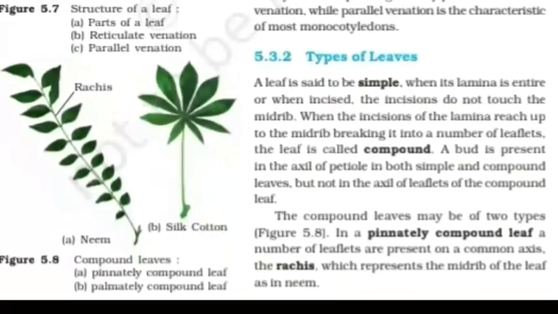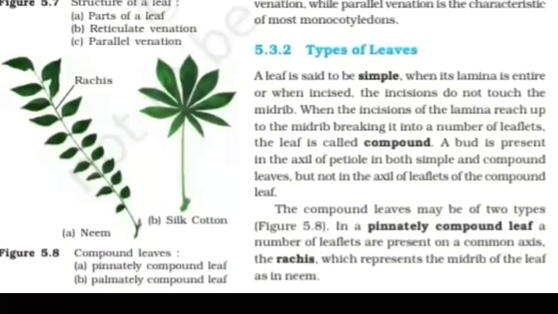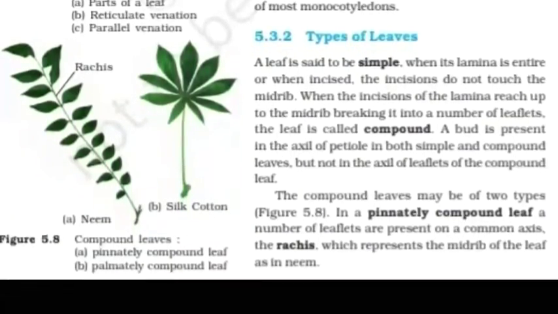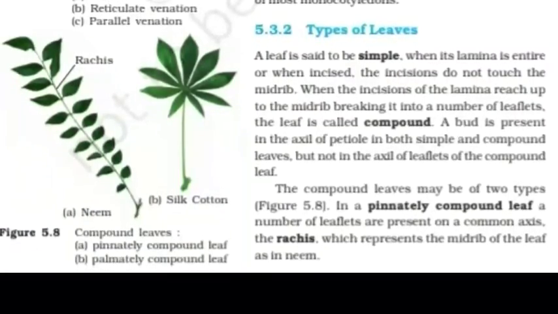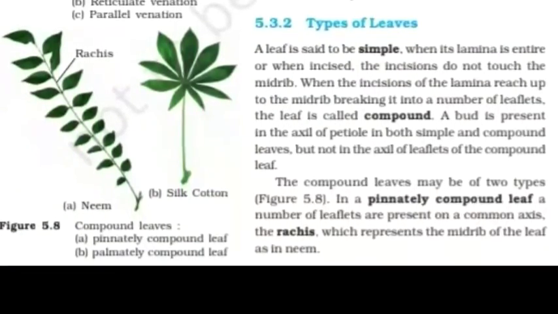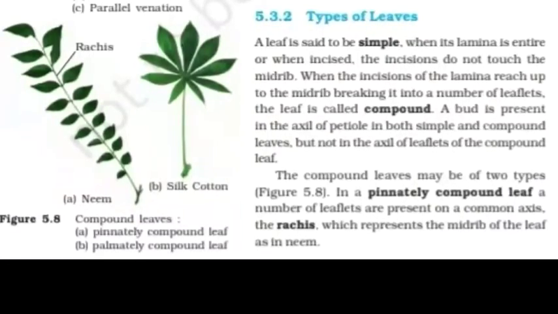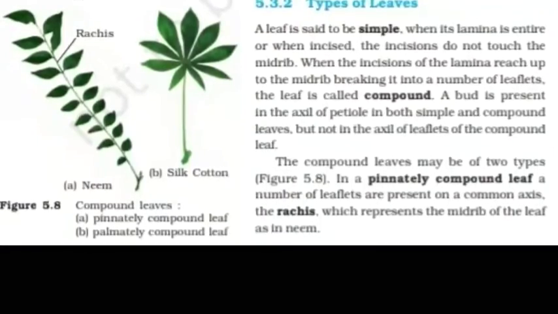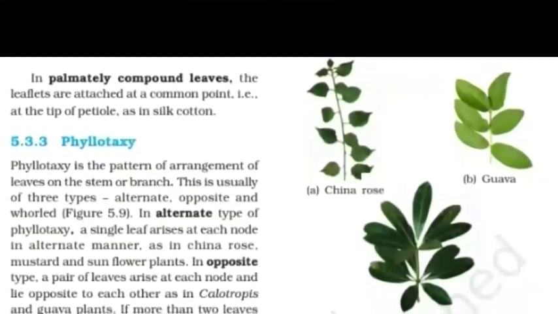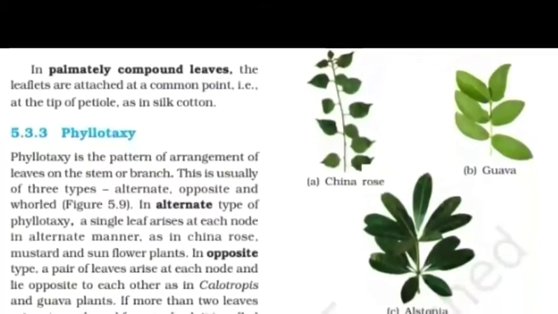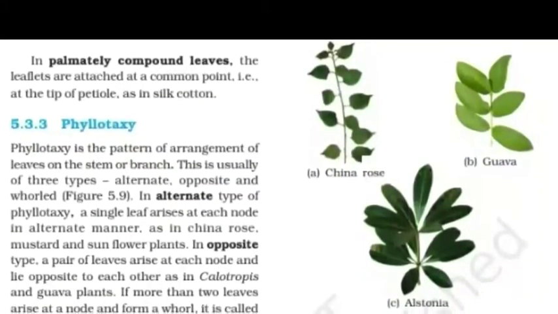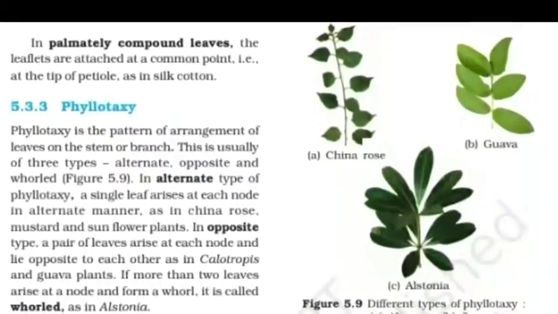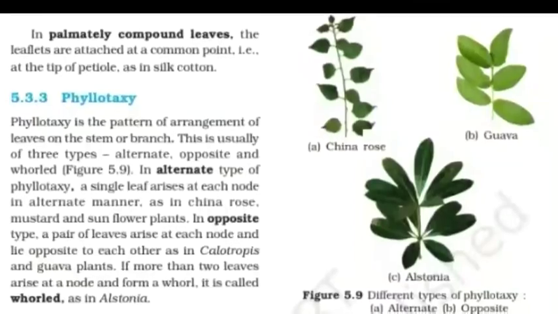The compound leaf may be of two types. In a pinnately compound leaf, a number of leaflets are present on a common axis, the rachis, which represents the midrib of the leaf, as in neem. In palmately compound leaves, the leaflets are attached at a common point, that is, at the tip of petiole, as in silk cotton.